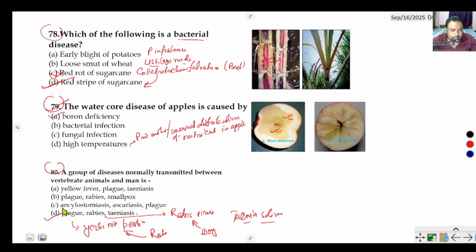Another option is ancylostomiasis, which is caused by hookworm. Ascaris is caused by Ascaris lumbricoides. Smallpox is caused by variola virus. Yellow fever is caused by an arbovirus.